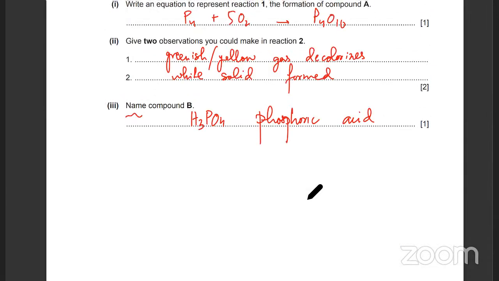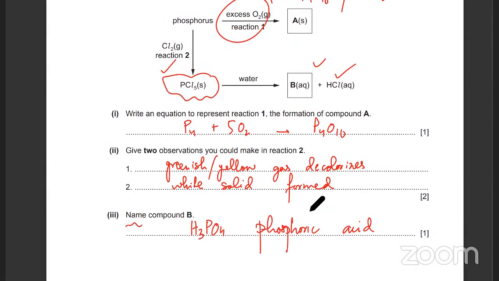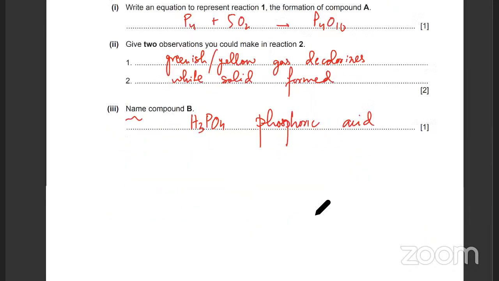So moving on, next one, you've got Hanji. So for part 2, can you write green gas disappears? Or should you write decolorizes? That's fine. Both are fine. And so for part 3, why not POCl3? Because it's not formed. It's H3PO4. When PCl5 hydrolyzes, it forms H3PO4.